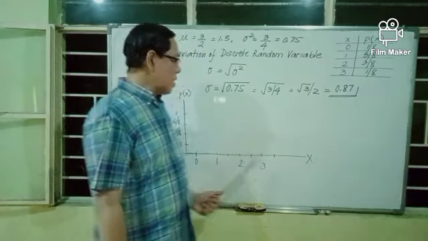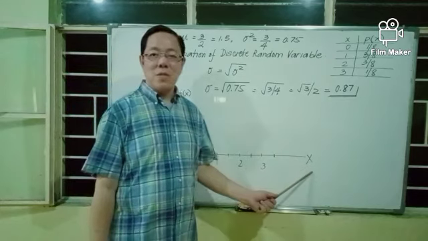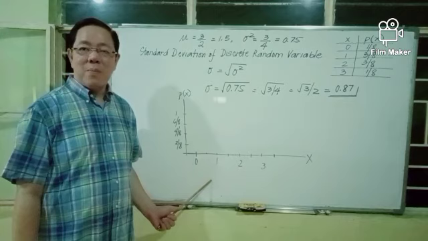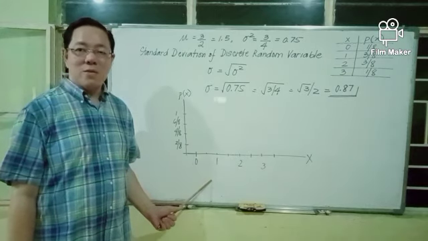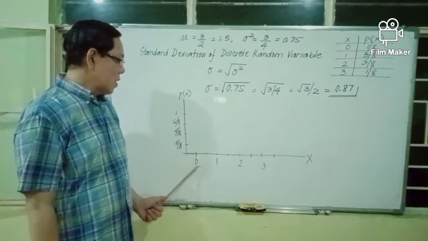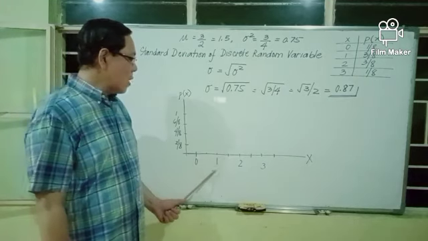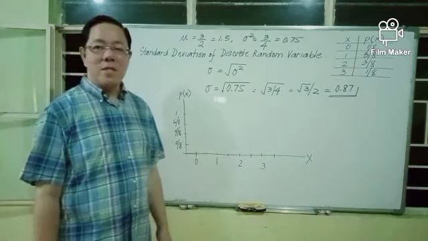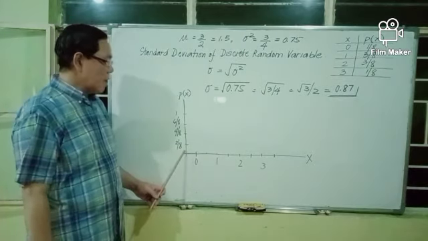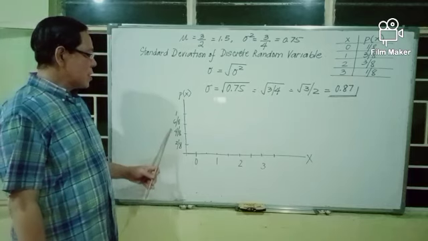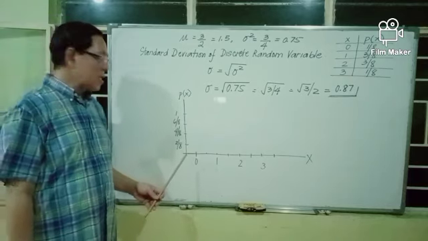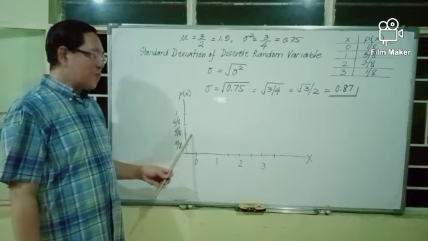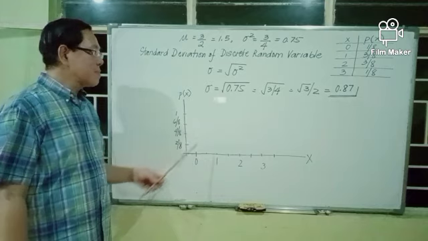In the horizontal axis, we write the possible values of the discrete random variable x, which is in our example the number of tails when three balanced coins are tossed simultaneously. The values of x are 0, 1, 2, and 3. In the vertical axis, we write the probabilities. And I use 2-unit intervals in the vertical axis with denominator of 8. So these are 2 over 8, 4 over 8, 6 over 8, and 1.